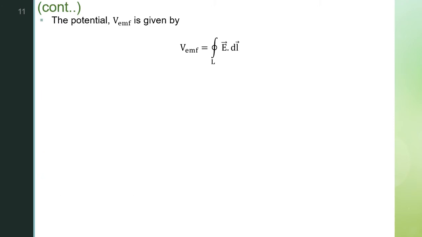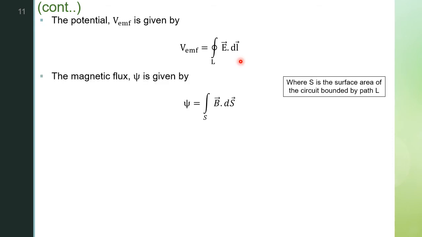The potential can be written in terms of electric field intensity as the integral of E dot dl. Here we are considering a closed circuit, so the EMF can be written as the closed integral over L of E dot dl. Now the flux psi is the integral over surface S of B dot ds, that is the flux crossing unit area, so it's flux density into the area. This surface S is an open surface which is formed by the closed path L.